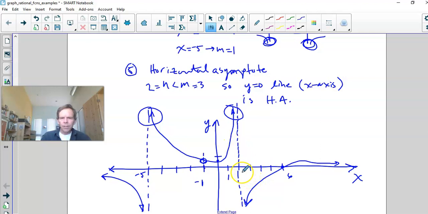Are there any others? Let's see, I should put a 2 there. Maybe put a 1 there to denote where that is. I think that's about it.